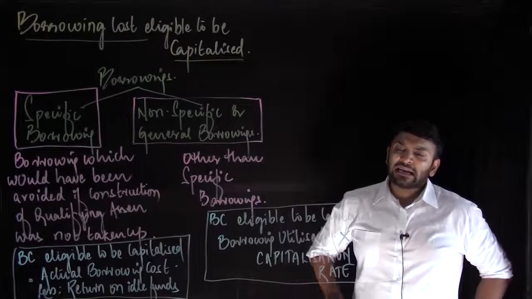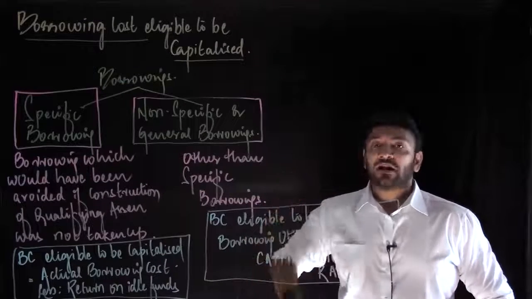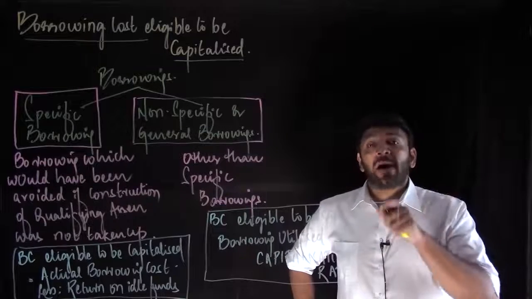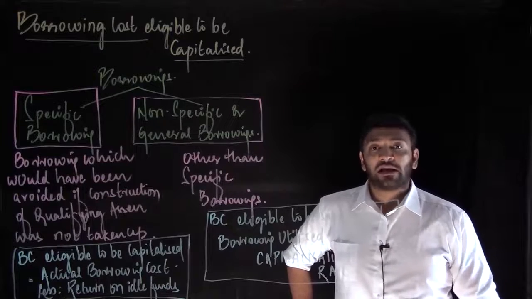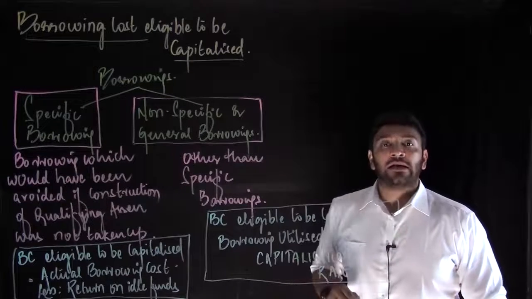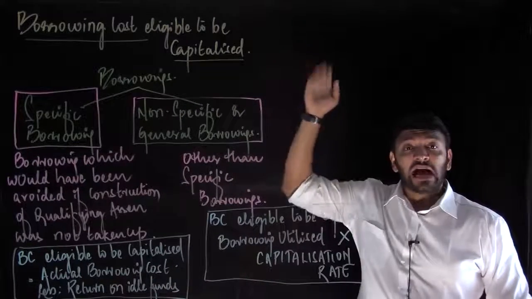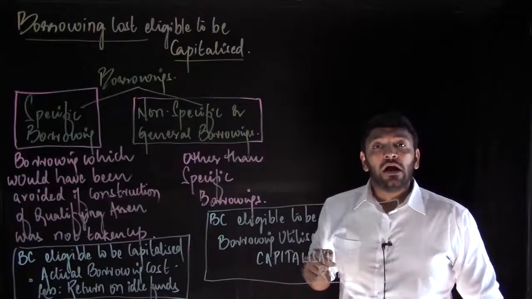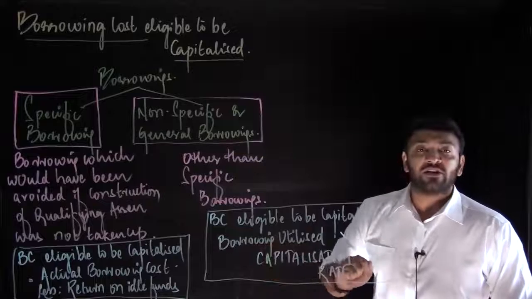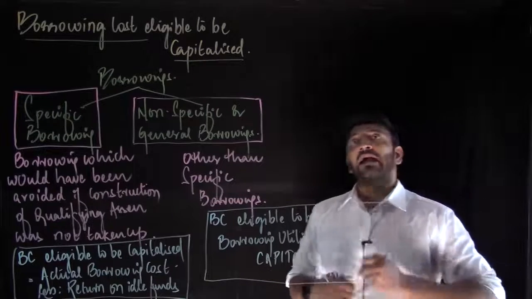Then what exactly is this capitalization rate? Amount of borrowing utilized. Let's say the non-specific borrowing was 100 crores. I've used it for plenty of purposes, including the construction of a building, which was a qualifying asset. I invested only 25 crores out of the non-specific borrowing in that. How can I apply this formula, actual borrowing cost? Because the actual borrowing cost was for the entire borrowing. Only to the extent I have utilized, I have to capitalize. So that's why only to the extent you have utilized, multiplied by the capitalization rate. What exactly is this capitalization rate?